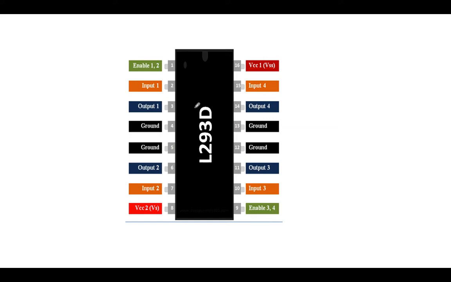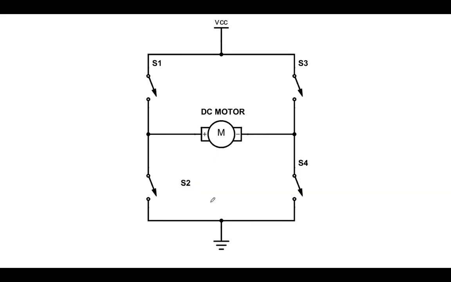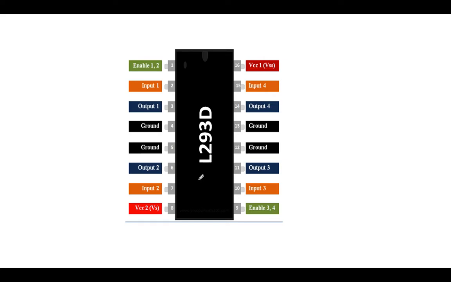Next is how to construct an H bridge. We are not going to construct these switches and all. They have already made a ready-made IC, which has the number L293D. This L293D acts as a driver circuit which isolates the microcontroller and the DC motor, and also gives enough current and voltage to the DC motor and protects the microcontroller from loading effect.